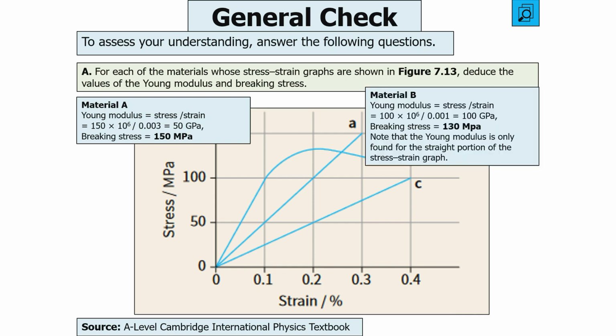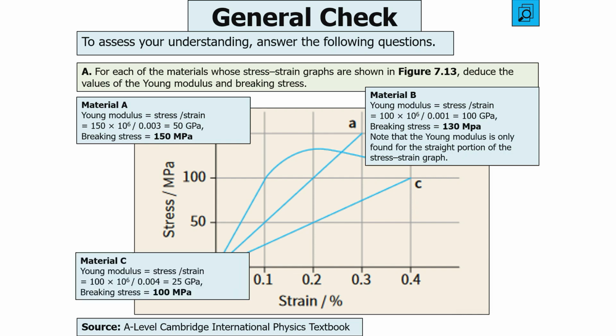Material B, the Young modulus is 100 times 10 to the 6 over 0.001, which is 100 gigapascals. Now this can only be found for the straight line portion of the stress strain graph. The breaking stress is the maximum value, the peak, so it's 130 megapascals. Next one, material C, we know that the Young modulus is stress over strain, so it's 100 times 10 to the 6 over 0.004, which is 25 gigapascals, and the breaking stress is the maximum possible value, 100 megapascals.